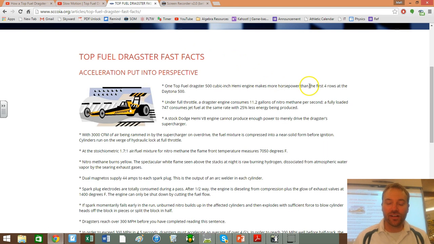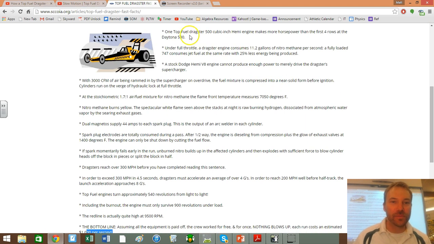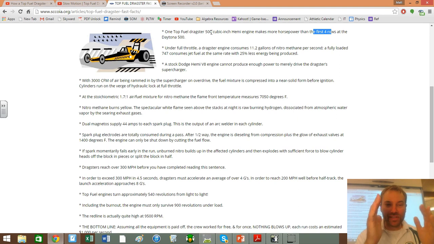I just want to share with you a couple of facts that I found here. It's more horsepower than the first 4 rows of NASCAR, so it takes 8 NASCAR cars to equal one dragster. It's 8,000 horsepower. Your car at home probably only has maybe 100. And this thing uses a lot of fuel: 11 gallons per second.